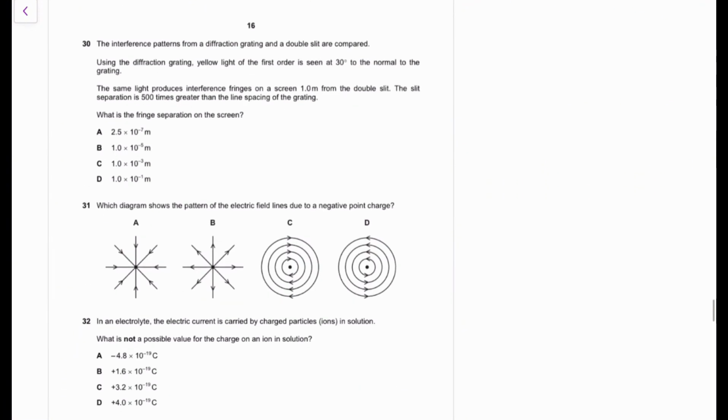Very important. Move on. Question 30. The interference patterns from a diffraction grating and a double slit are compared. Using the diffraction grating, yellow light of the first order is seen at 30 degrees to the normal of the grating. The same light produces an interference pattern on a screen at 1 meter. The slit separation is 500 times greater than the line spacing of the grating. We've been asked to find the fringe separation on this screen.